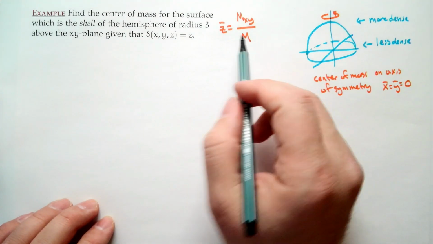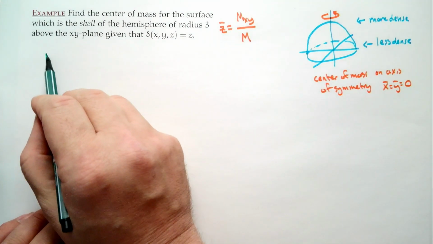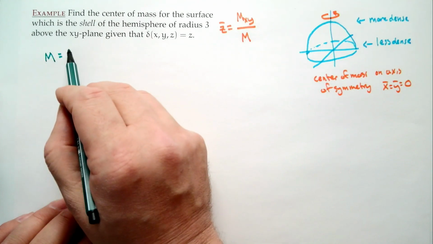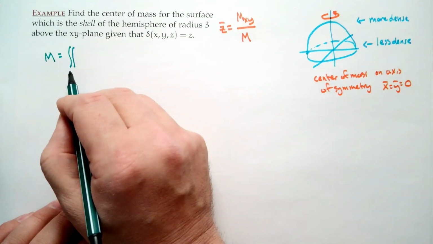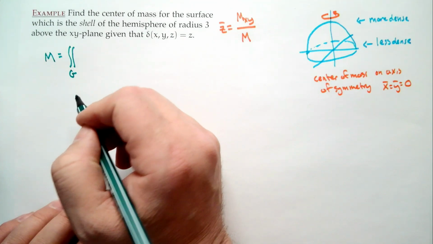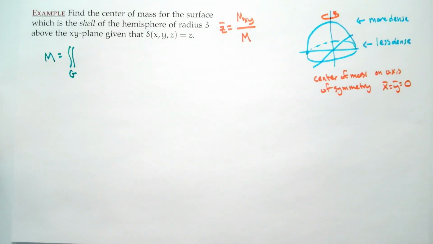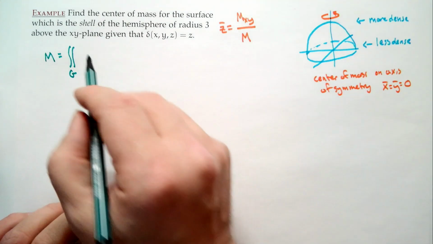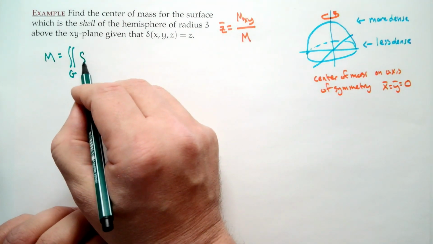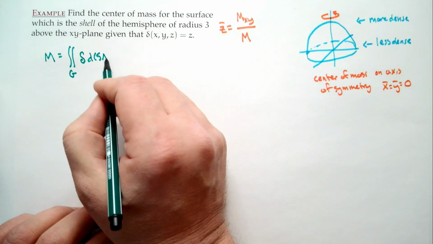All right. So let's start with our mass. If we want to do mass, what we do is we integrate on our surface. I'll call our surface G. I don't know why surfaces often get called G, but they do. So, all right, and we integrate density dS.